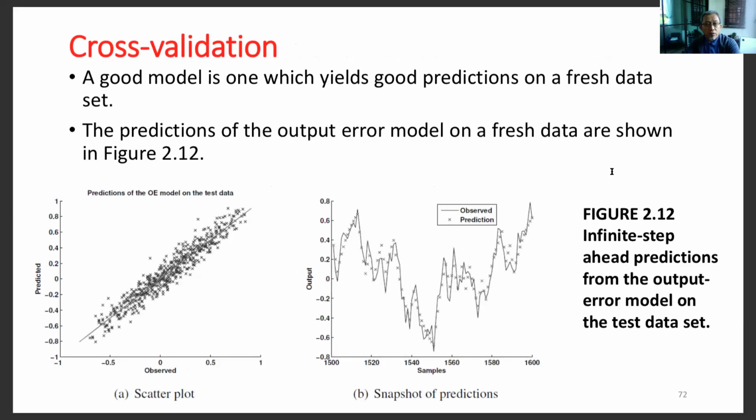Now, cross validation. A good model is one which yields good predictions. In this case we have the prediction of the OE model, the output error model, on the test data, which we choose with a correlation of 94%. Then we plot the output based on the predictions, which is the cross legend, and the observed, which is the black line. You can see that here.